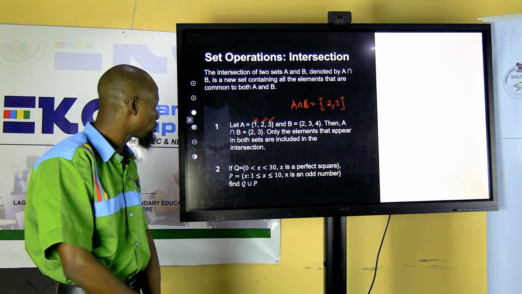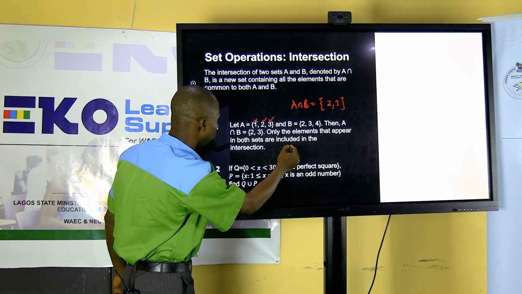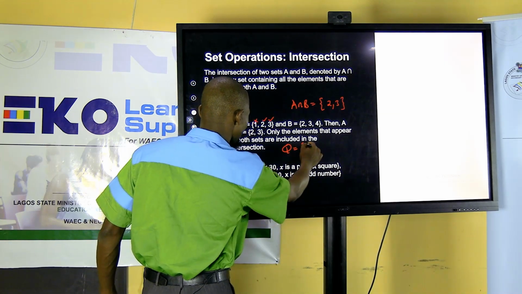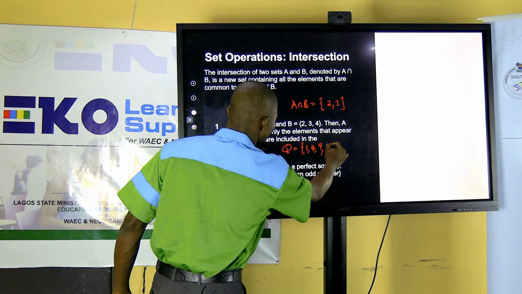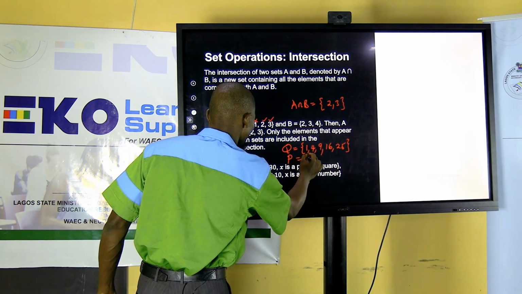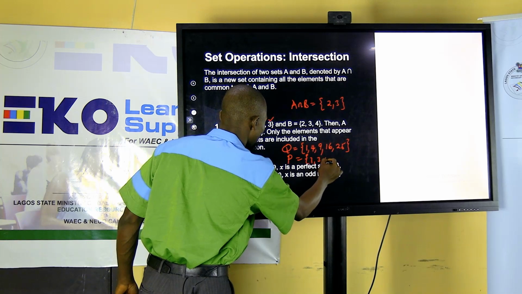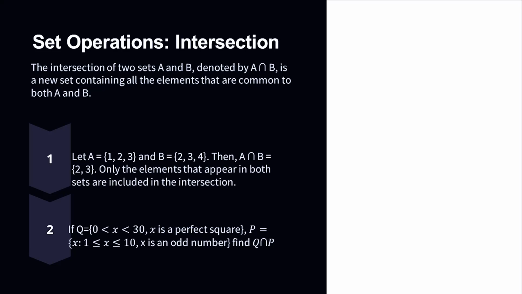We also have the same question we dealt with the other time. That is Q, which is the perfect squares. Do you remember again? The perfect squares are 1, 4, 9, 16, and 25. And the odd numbers are 1, 3, 5, 7, and 9. So the question is, find Q intersection P. So how do we do that?